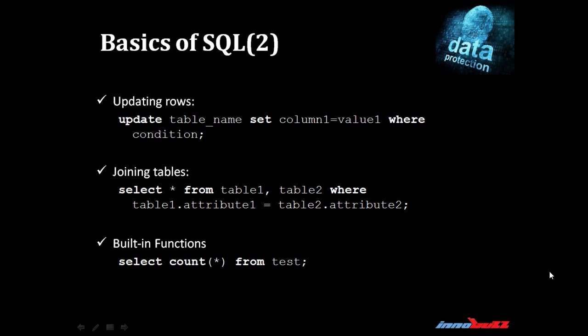In this slide, we shall see a few more SQL statements such as update and select, which involve specific operations in a database. For updating rows, you have to use an update statement with the column name and value and with certain conditions joined by the where clause. Two tables are joined by comparing specific attributes in both tables. And on top of that, SQL has inbuilt functions for certain operations, such as the count function, which finds out the number of rows in a table.